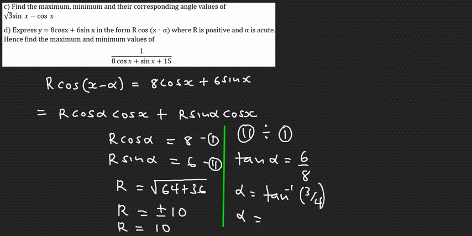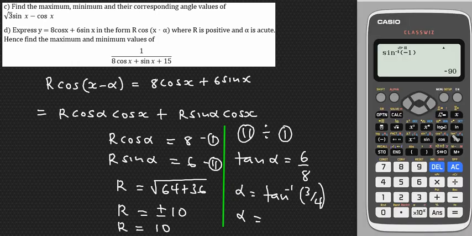So alpha is going to be equal to, let us see, the tan inverse of 3 by 4, we get 36.7 degrees.